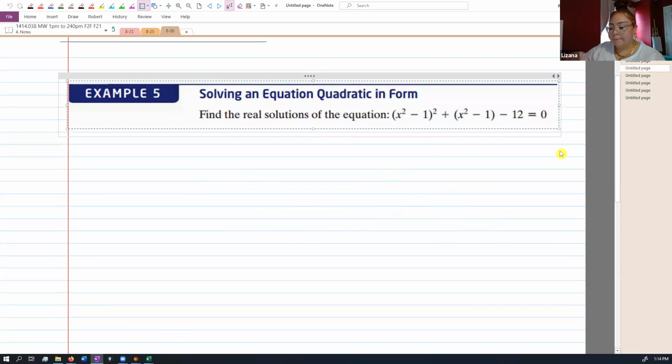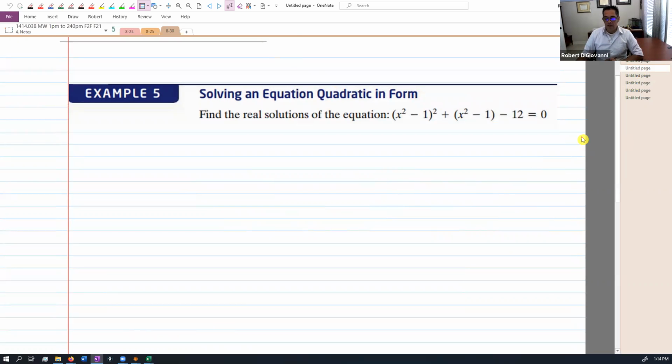Okay, here's another one. So one of the things I'll warn you about now is that when you take a test, I'm not going to give you this. All I'm going to give you is, find the solutions of this equation. So there's going to be nothing that indicates to you what type of equation it is. So part of what you'll be tested on is problem recognition.